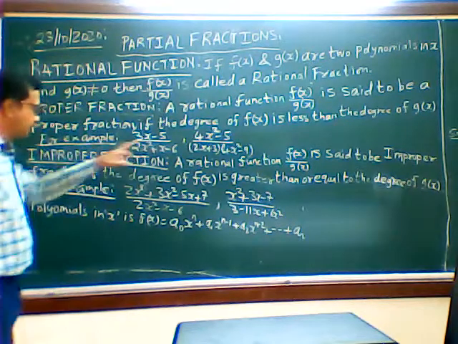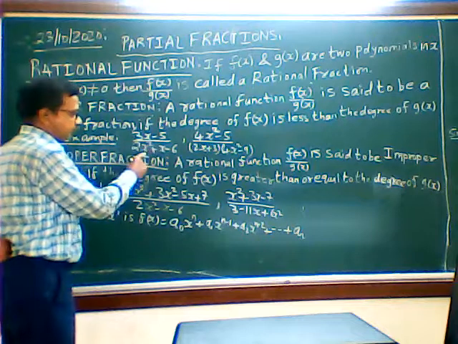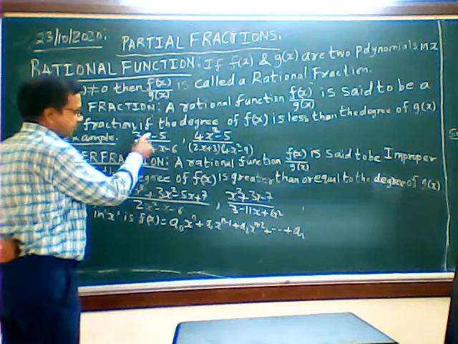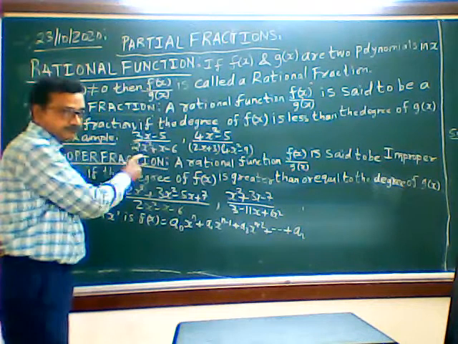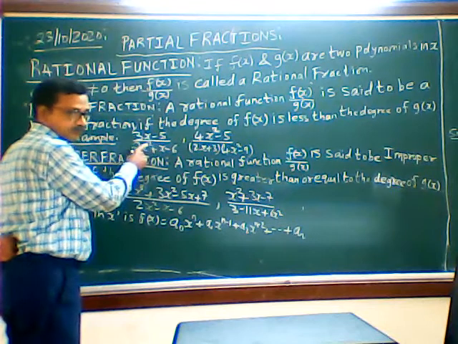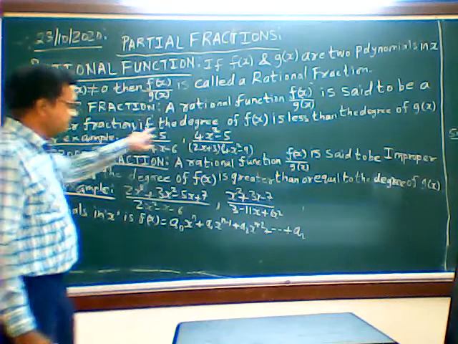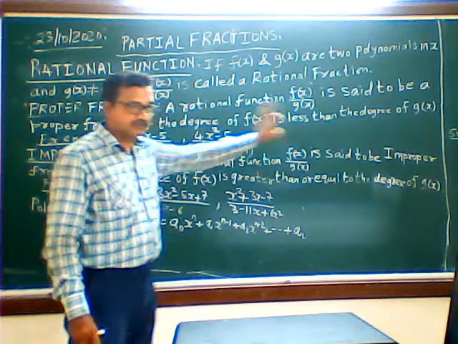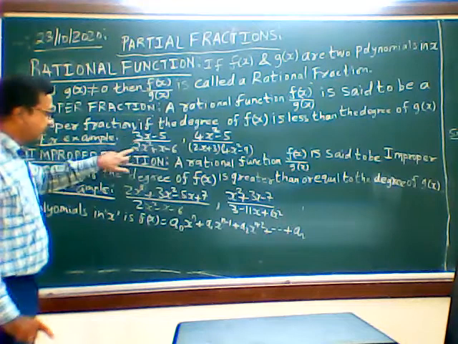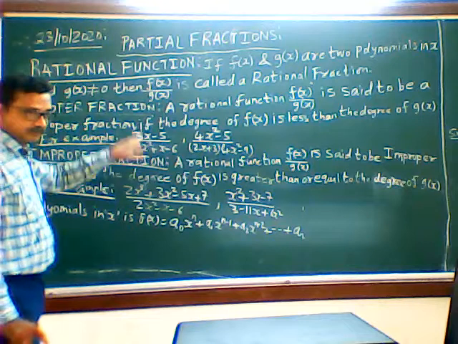Now I have given here two examples. For example, 3x minus 5 whole thing divided by 2x square plus x minus 6. Here x has nothing, which means it is 1, so the degree is 1. Whereas here it is 2x square, and x square means the degree is 2. Got it? So the degree of f of x is less than the degree of g of x. The degree of f of x is 1, and the degree of g of x is 2, where 1 is less than 2. That is this example.